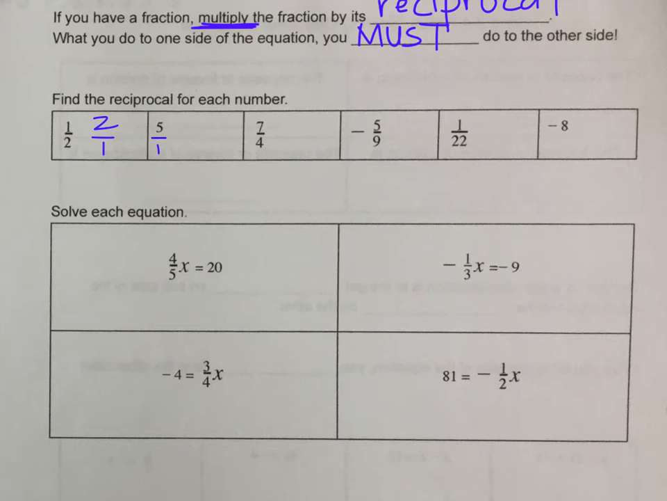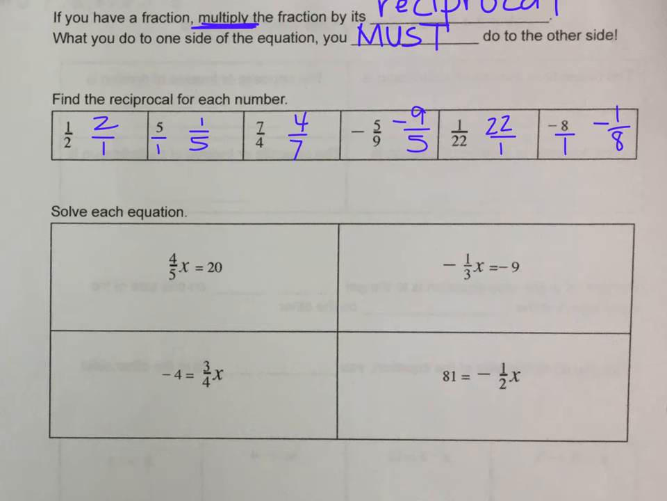I put it over 1. The reciprocal of 5 over 1 is 1 over 5. The reciprocal of 7 over 4 is 4 over 7. The reciprocal of negative 5 over 9 is negative 9 over 5. The reciprocal of 1 over 22, flip them over, is 22 over 1. Reciprocal of negative 8, I make it a fraction and make it negative 8 over 1, so negative 1 over 8. So let's do some practice.